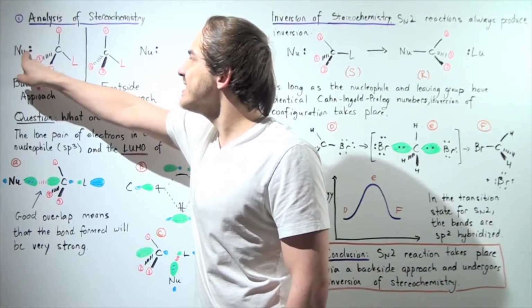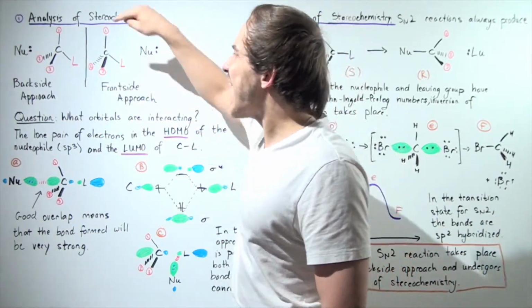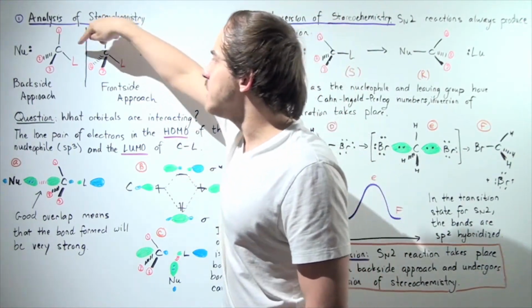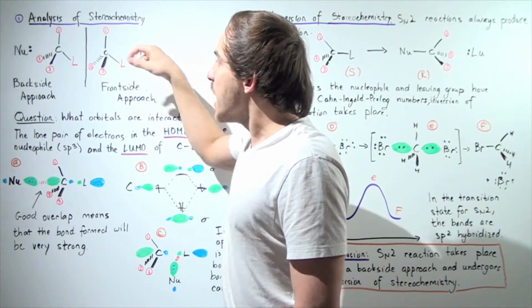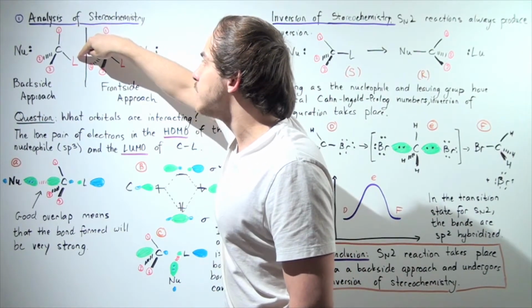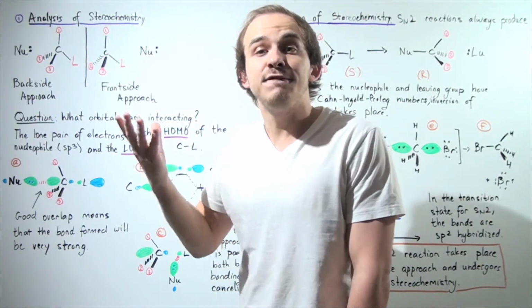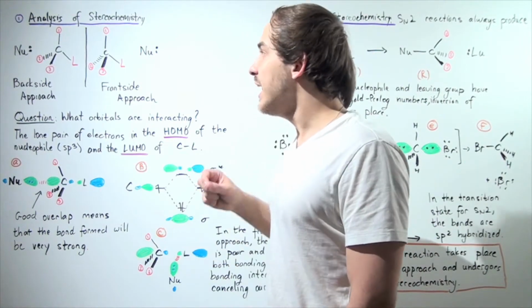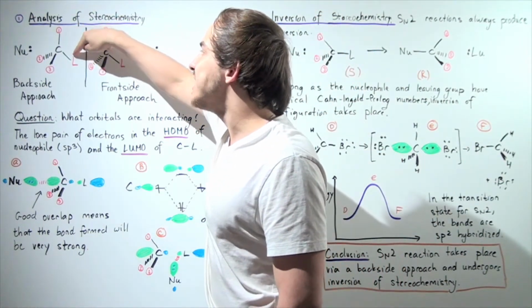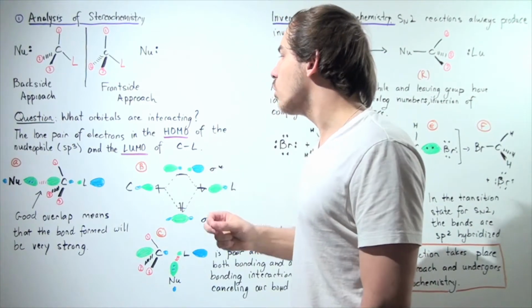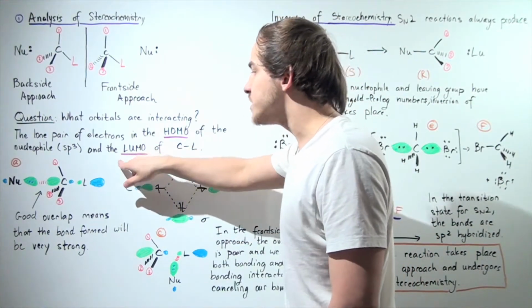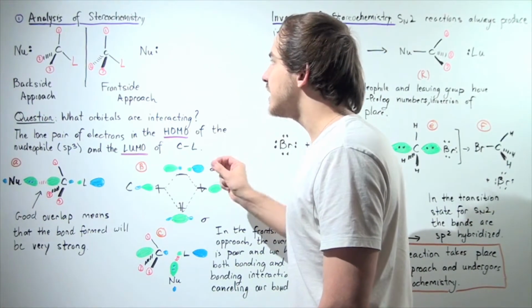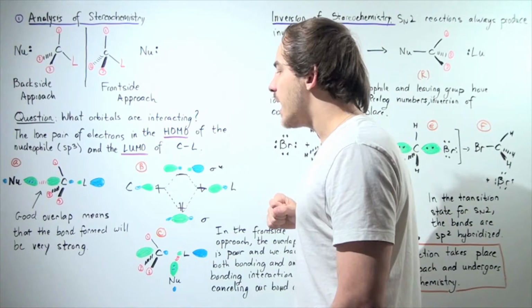Well, notice since this lone pair of electrons is attacking this carbon atom, which is attached to our leaving group, that means it must be this bond here. But this molecular orbital, the bonding molecular orbital, is already completely filled. And we're looking for an unoccupied molecular orbital. So that means we must be dealing with an anti-bonding molecular orbital. So our LUMO, lowest unoccupied molecular orbital, is the anti-bonding molecular orbital of the C-L bond.